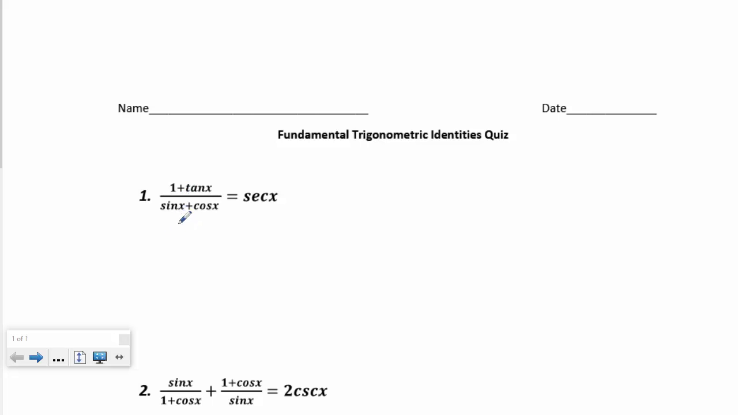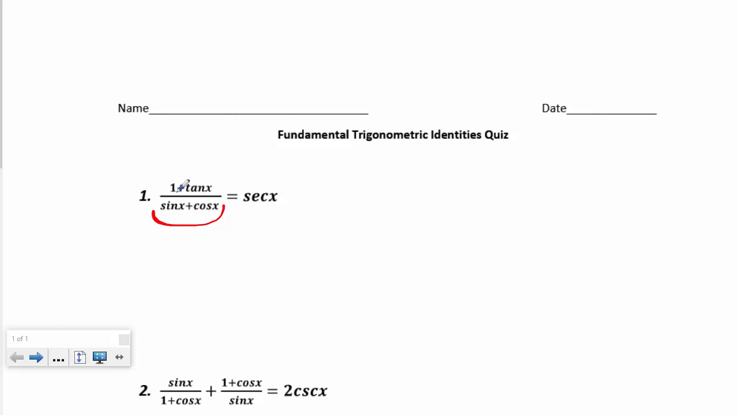The premise of this is to make one side of this equation become exactly the same as the other side without adding things to both sides or multiplying things by both sides. You can only really deal with one side, and then we're going to make this side identical to the other side using trig identities. This is called a trig verification, identity verification, or a proof if you want to call it that.